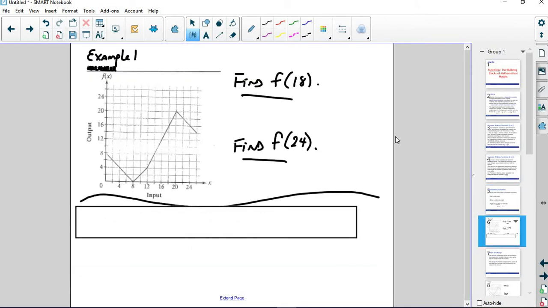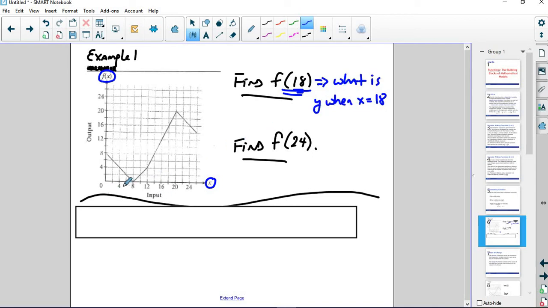Let's take a look at a couple of examples here. First of all, we have a graph. The graph of the function goes down, comes up, then comes back down. The input, or the independent variable, is x, and the output, or the dependent variable, is y, or f of x in this case. When I say find f of 18, what that really means is: what is y when x equals 18? That's one of the reasons we write the function notation the way we do, because it's basically shorthand. It's much easier to say find f of 18 than it is to say what is y when x is equal to 18.